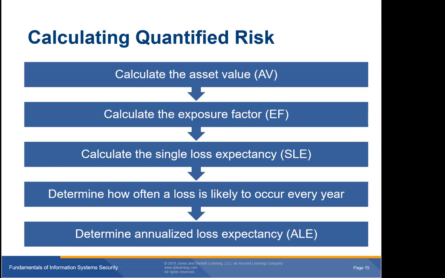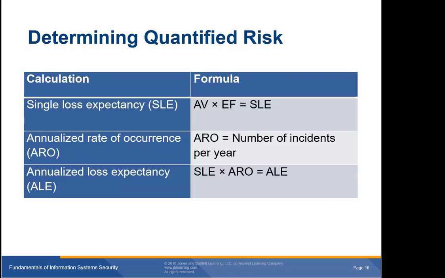On the other hand, if the ARO is 20, indicating that it's likely to occur 20 times every year, the ALE is $20,000, which is $1,000 times 20. This table shows the calculations you can use to determine quantified risk, and I just went over those with you. The purpose of calculating quantified risk is to find the highest amount that you should spend on a countermeasure. The cost of the countermeasure should be less than the ALE, or annualized loss expectancy.